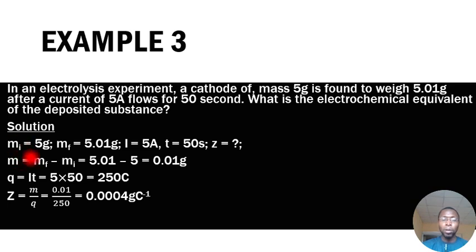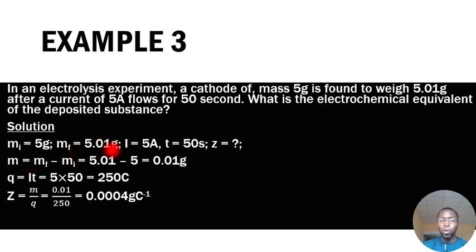So the initial mass of the cathode is 5 grams. But it now happened to weigh 5.01 gram when a current of 5 ampere was passed through it. So the final mass of that cathode happened to be 5.01 gram. So it means there is an increase in the mass of the cathode. So something must have increased that. Okay, and that is the liberation of the substance.